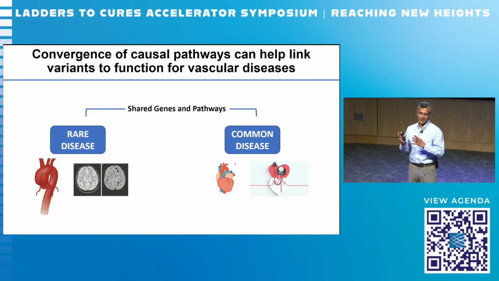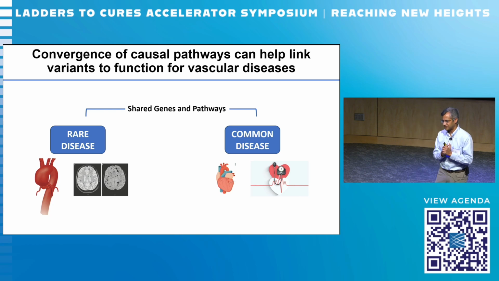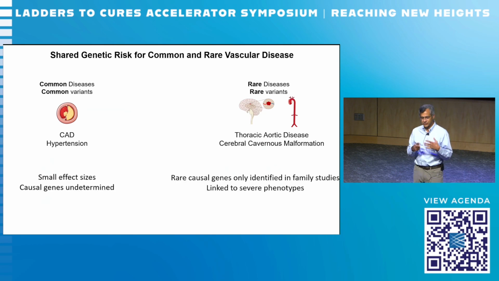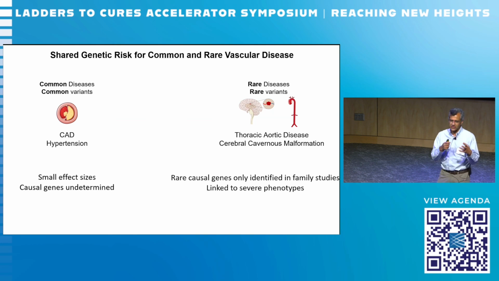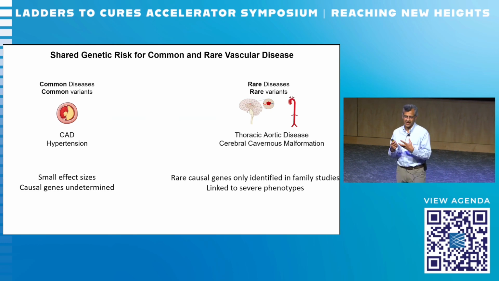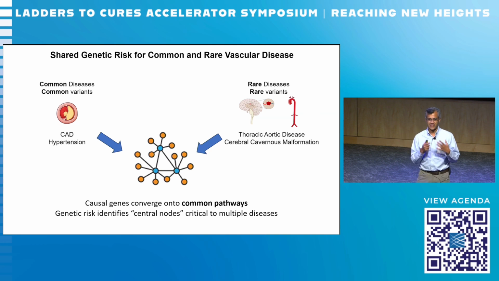But the exciting part that I like to explain to the patients that I talk to is that their rare disease is teaching us about the common diseases of the blood vessels and the other way around, right? The reason for this is the common diseases that we study, like coronary disease and hypertension, are driven by small effect size variants where we don't know the causal genes. We often assume that we know the causal genes but are often wrong. Whereas rare diseases like cerebral cavernous malformations or thoracic aortic aneurysms are driven by rare variants identified in familial studies and are linked to severe phenotypes, but they both converge on the same nodal pathways.